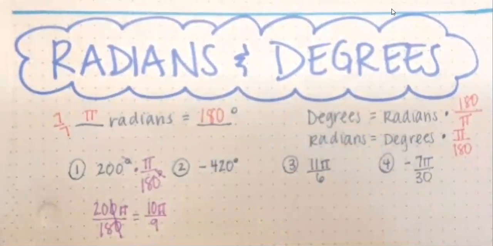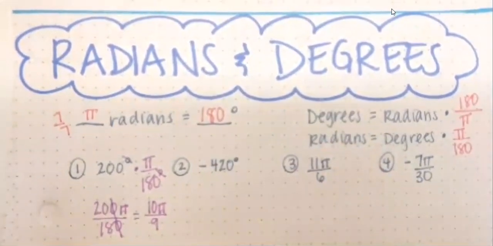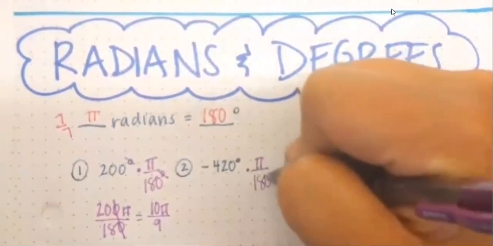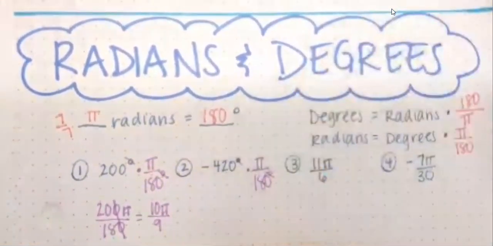The second one, I have a negative 420. You can have negative angles, right? We're not going to get too big into sketching angles, but just know that you can have a negative, and angles can be as big as you want them to be. There's no limit on how big an angle can be. So for this negative 420, I want to get rid of degrees, so I'm going to multiply by pi over 180. Remember, you want the degrees to cancel.